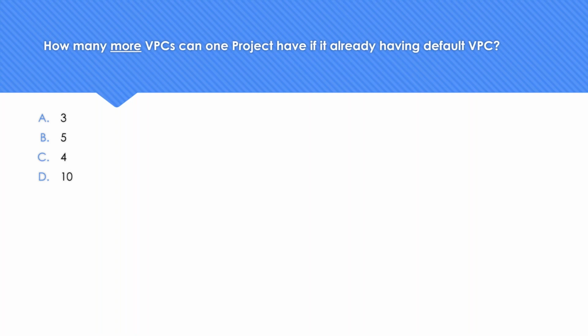Now, basically, what is the question saying, if I demystify it a little, is there's a project. The project is already having a default VPC. Now, how many more VPCs can you create? This is a question related to your quota, which you need to be aware of. So we can create up to 5 VPCs. 5 VPCs are the max you can create in a project.